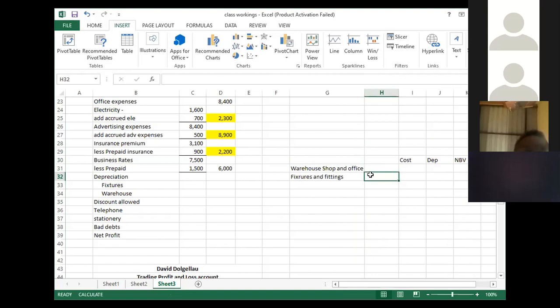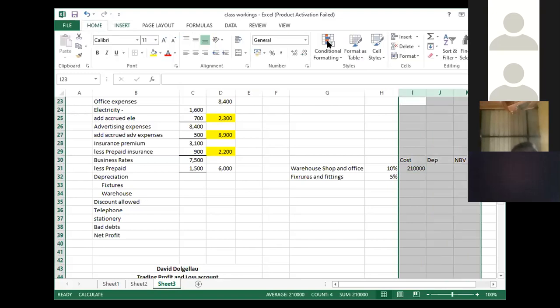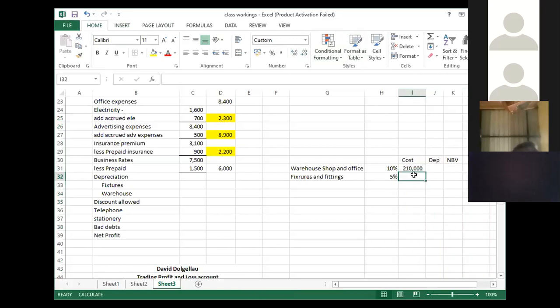For fixtures, we've been told that it is 5%, right? And for warehouse, we've been told that it is 10%. Therefore, what you need to establish is the cost of these equipments. For warehouse, it is 210,000, right? We prepare this and do it accordingly. And for fixtures and fittings, 12,800. True or false?